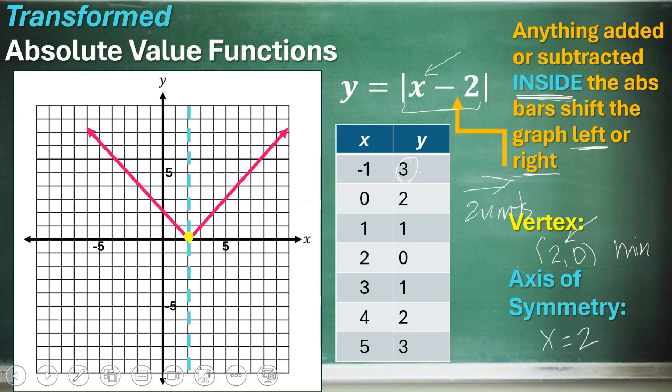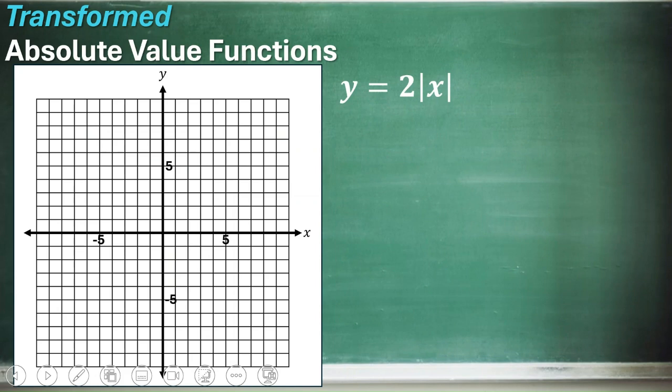All right, let's look at the next transformed function. We have y equals 2 times the absolute value of x. What we can tell by looking at this equation is that this 2 is being multiplied outside of the absolute value bars. Mathematically, the y value is going to get 2 times bigger than the parent function because it's being multiplied by 2. That means that each side of my graph is going to be 2 times steeper.